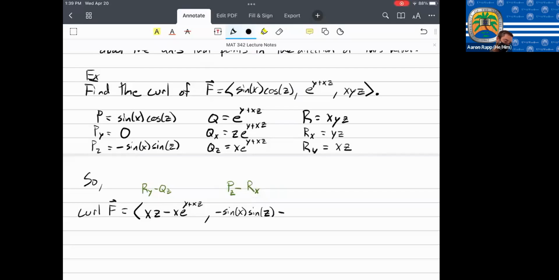Minus yz. And then the last component is the z component, which means I'm going to be taking the difference of the y and x components. Since I'm comparing y and x, for the y component q, what partial do I use? With respect to x. For the p component, or the x component, I take the partial with respect to y.